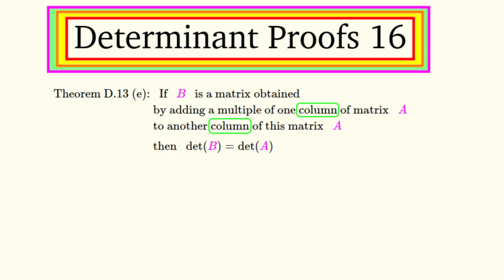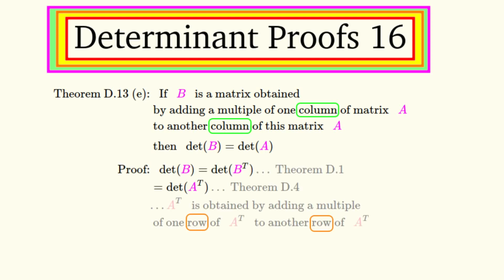Here's the column add operation theorem. Adding a multiple of one column to another doesn't change the determinant. We'll start with this theorem like we did before. Now we can invoke the row add theorem to get this equality, which gives us this. So we've proven this theorem for column add operations fairly quickly, and I hope predictably.